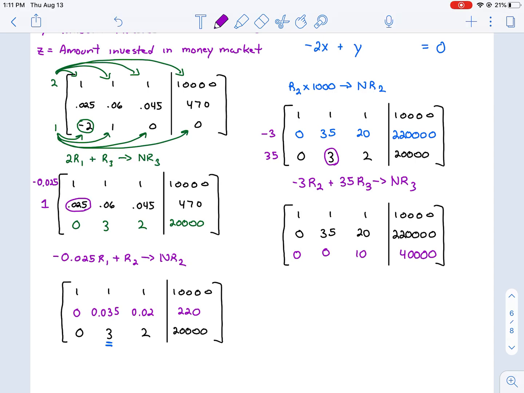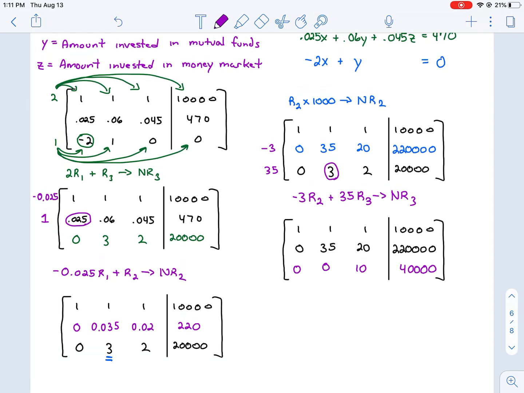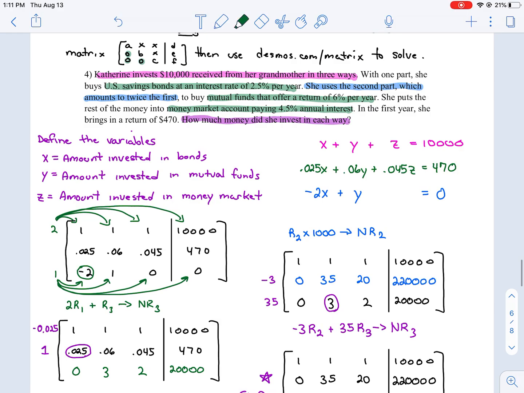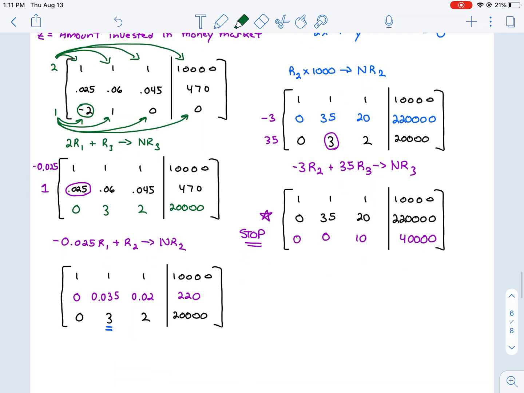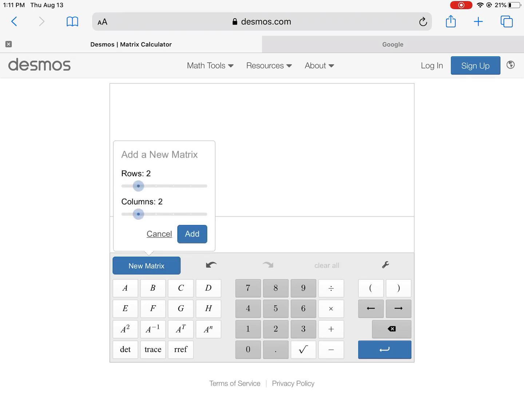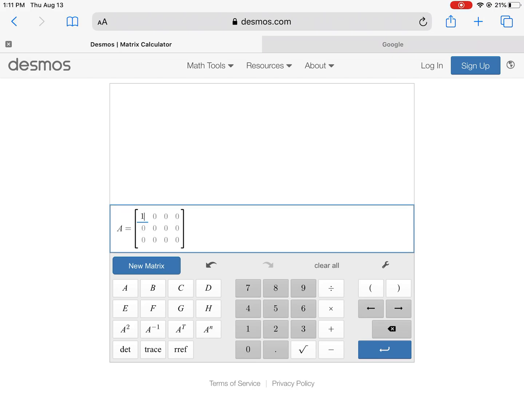And this is as far as you have to go to solve this problem, because a 3x4 will require a bunch more row operations. And so I'm only going to require you to go to right here and then stop. Because we're going to use Decimus.com/matrix to solve this problem. Okay, so we want a new matrix. It is 3 rows by 4 columns. And now we're going to type in all of the coefficients and the constants.